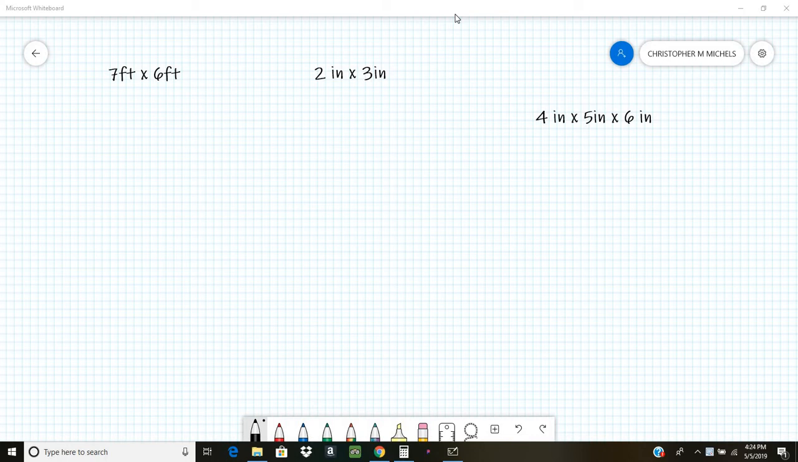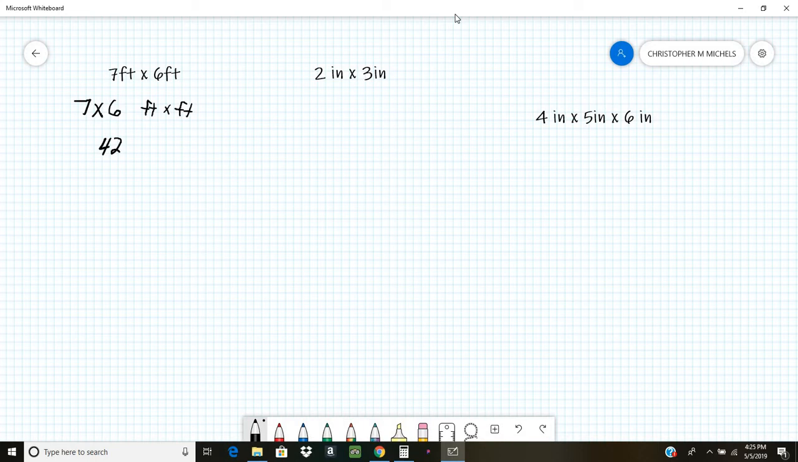Now, I do have a math book that showed a pretty good example of this that I've liked, and I've always taught it this way. So when you look at this first example, 7 feet times 6 feet, now we're multiplying feet by feet. The way they explained it is, whatever you do to the numbers, do the same thing to the units. So 7 times 6, and then feet times feet.